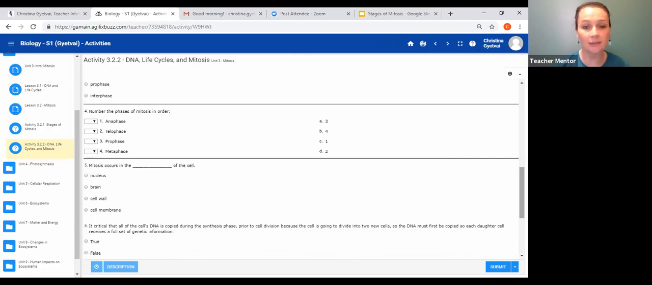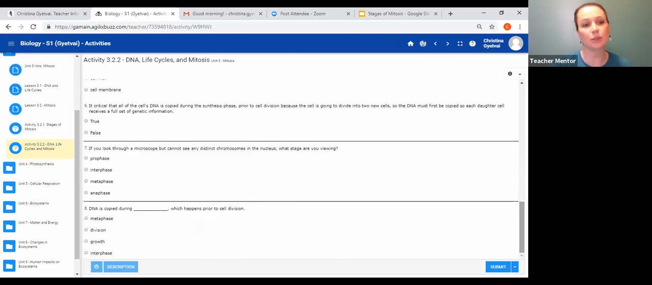Mitosis occurs in the blank of the cell: the nucleus, the brain, the cell wall, or the cell membrane. Which one do we think? Again, we can kind of do process of elimination. I know it's not a cell wall because animal cells don't have cell walls, so I can scratch that out. I know it's not a brain because cells don't have brains. They have a central control station, if you will, not a brain. So we either have a cell membrane or a nucleus. Well, I believe the cell membrane is what kind of holds the cell together. So I would think it would be the nucleus. Okay, so the nucleus is going to be where mitosis occurs. The nucleus, again, holds all of our genetic DNA material.